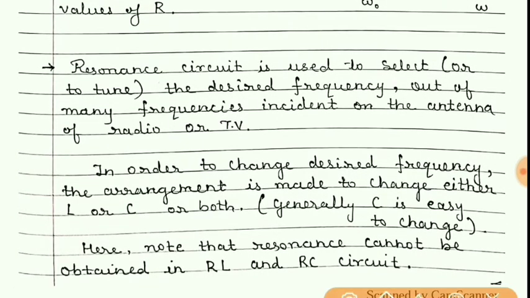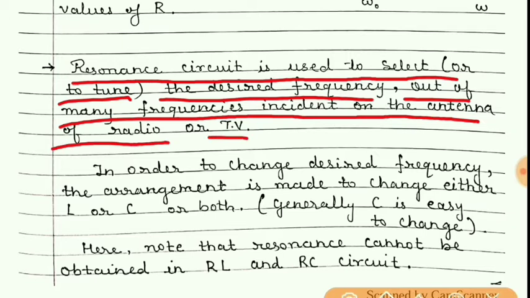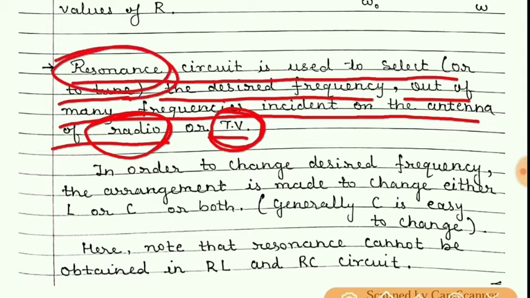Now, a resonant circuit is used to select or tune the desired frequency out of many frequencies incident on the antenna of radio or TV. Students, to obtain the different stations of radio or to get different channels on TV, we need to tune the channels. So that tuning is due to resonance of this type of circuit.